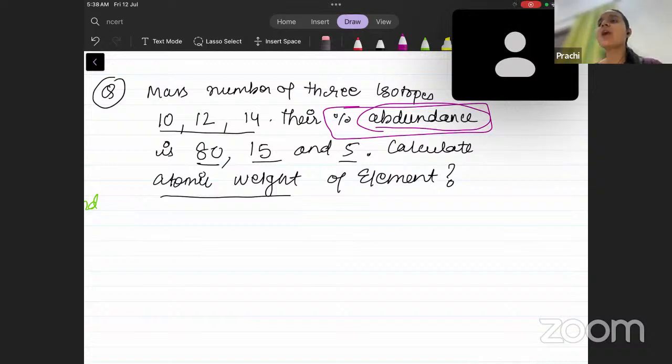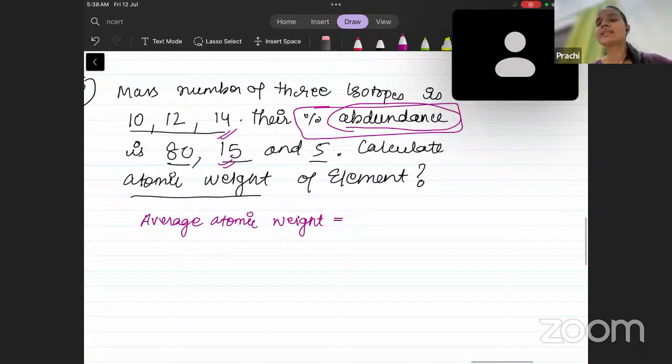So here, how do I calculate the average atomic mass if I am given the atomic masses, the mass number and the percentage abundance? How do I calculate the average atomic weight? What you have to do is, let's name the isotopes as I1, I2, and I3, and their abundances as A1, A2, and A3. Let's suppose the abundance of the first one is A1 and the isotope is I1. This is the mass number of isotope 1.